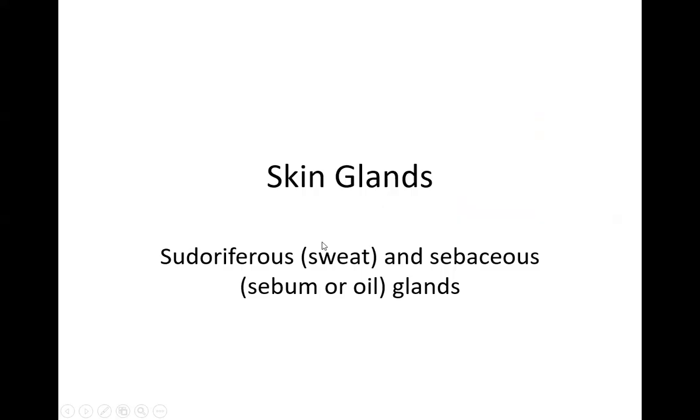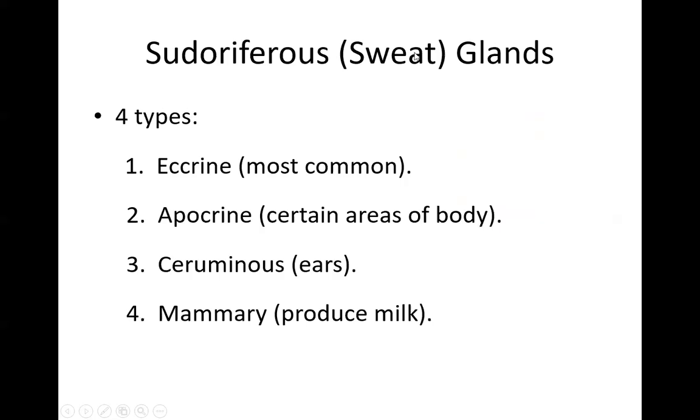Skin glands. Skin glands are sweat and sebaceous, sebum or oil, glands. The sudoriferous sweat glands are of four types, known as the eccrine. These are the most common types of sudoriferous sweat glands. There are apocrine glands. These are in certain areas of the body. So there are ceruminous glands, which secrete wax, and there are mammary glands that produce the milk.